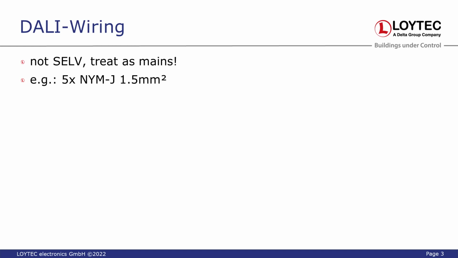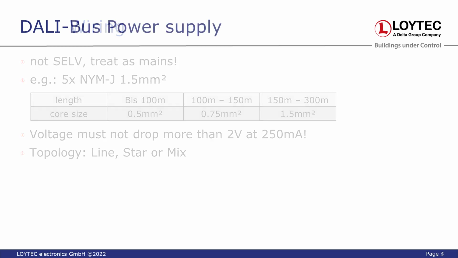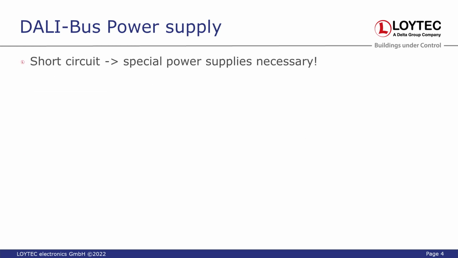In this table you will see the max DALI bus length when using the specified conductor size. This table is calculated through the restriction that the voltage drop shouldn't exceed 2 volts at 250 milliamperes. The DALI communication is based on short circuits. Due to this, a special DALI power supply must be used.